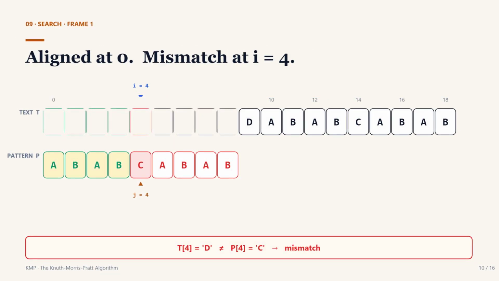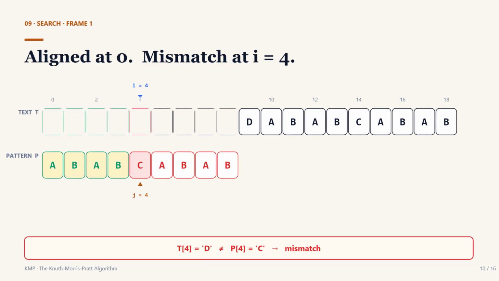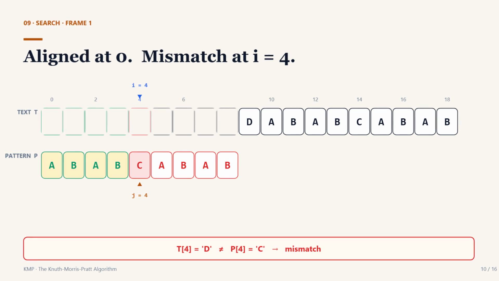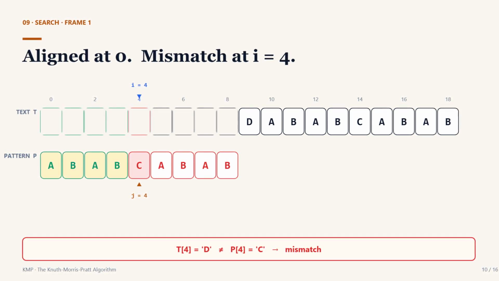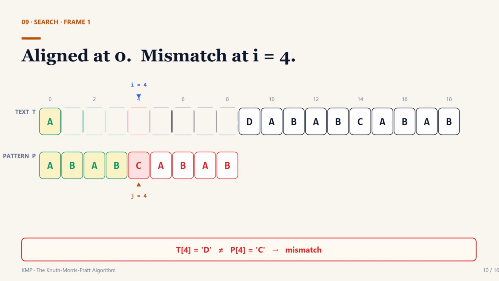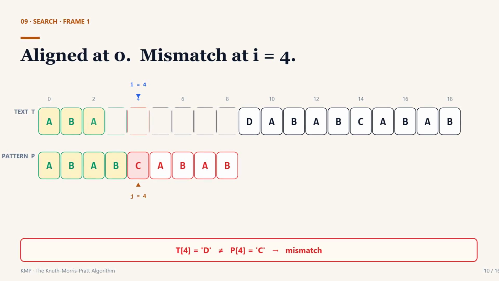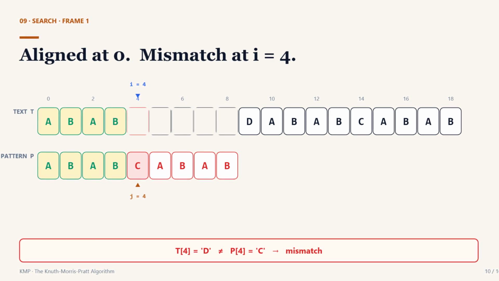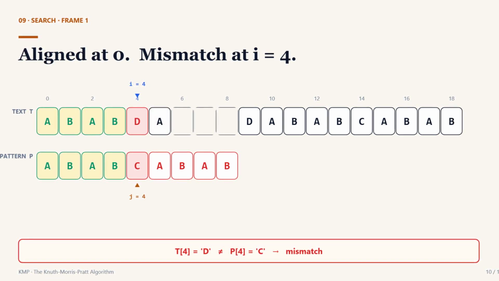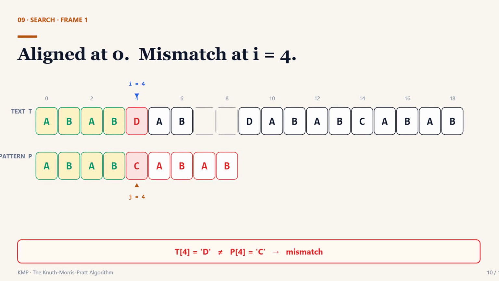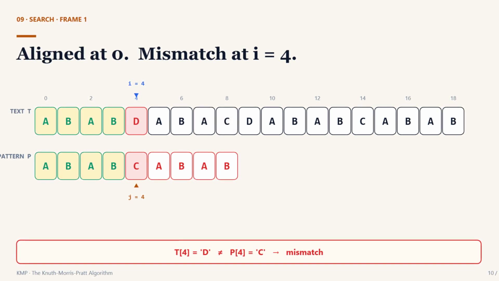Text: ABABD, ABACD, and so on. Pattern aligned at position 0. We match ABAB. At position 4, the text has D, but the pattern expects C. Mismatch. In naive matching, we would shift right by 1 and recheck everything.